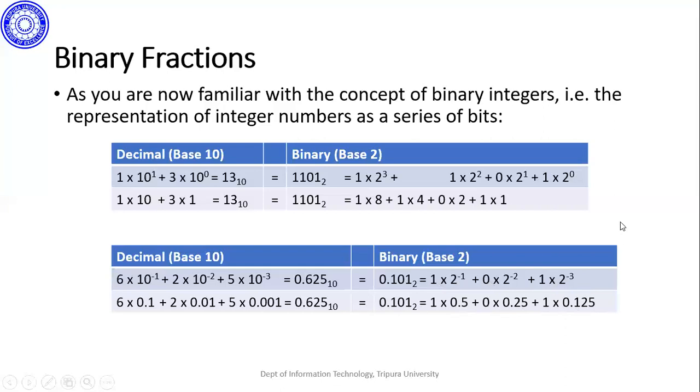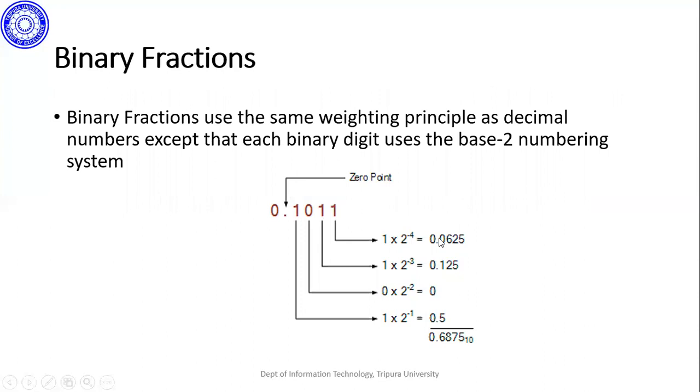To make it more clear, let's go to the second part. So this is what we were dealing with. In binary fractions, we have something like 0 point here. Then we have 1 into 2 to the power minus 1, and so on up to minus 4. So here we are having 0.5, 0, 0.125, and 0.0625. When we add them up, we get 0.6875. So 0.1011 base 2 is 0.6875 base 10.